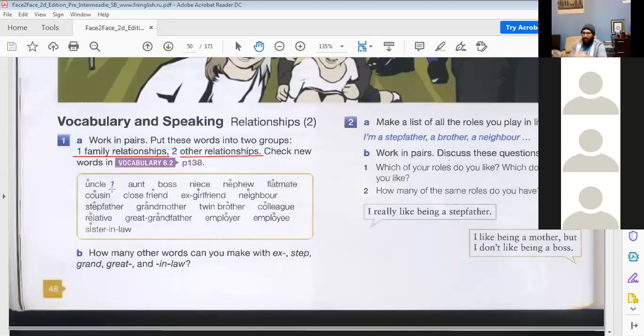For example, let me give you an example. Do you see the word uncle? Can you see uncle? Yes. What is uncle? Is it a family relationship or is it another relationship? Another. Why another? No, family. It's family. Your uncle. Yes. Your uncle is not family.